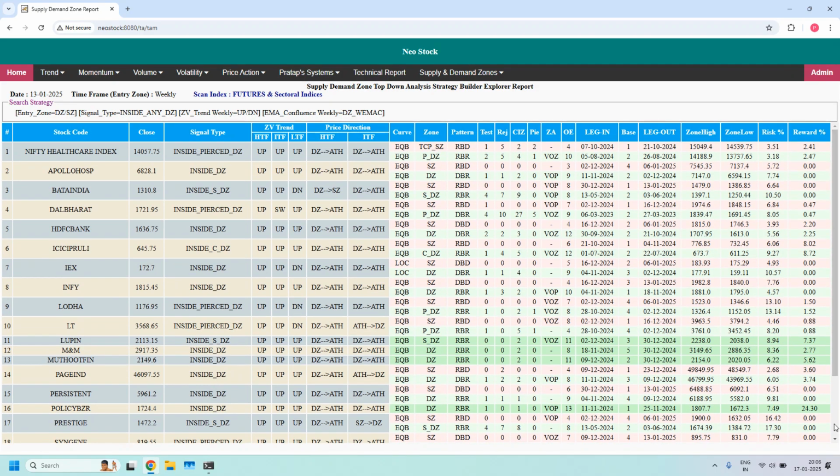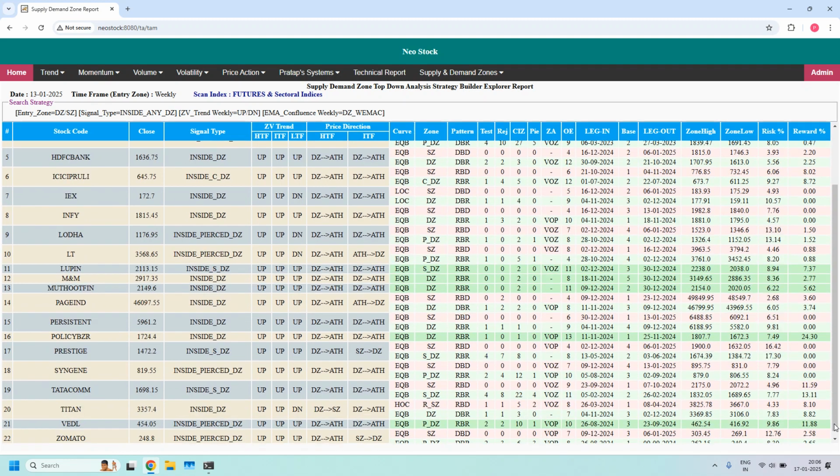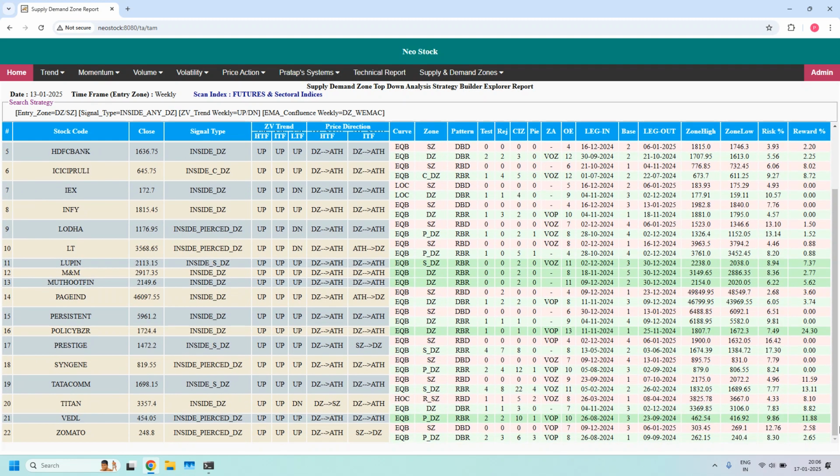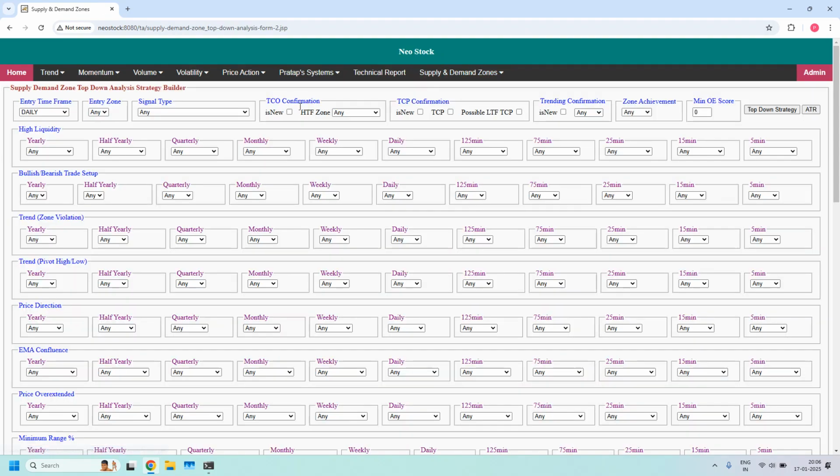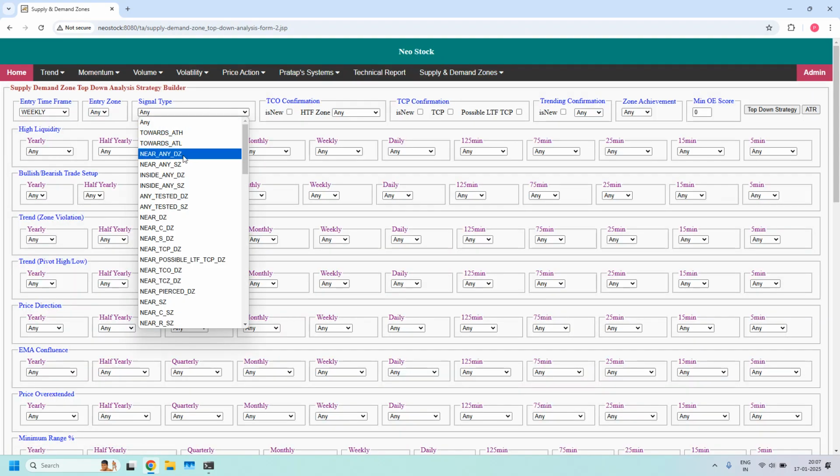So the first 17 stocks in the list: price closed inside the weekly demand zone, and these weekly demand zones are having weekly EMA confluence. I am scrolling the list down. So total 22 stocks are filtered. Okay, next, weekly time frame. Price closed inside the weekly supply zone.